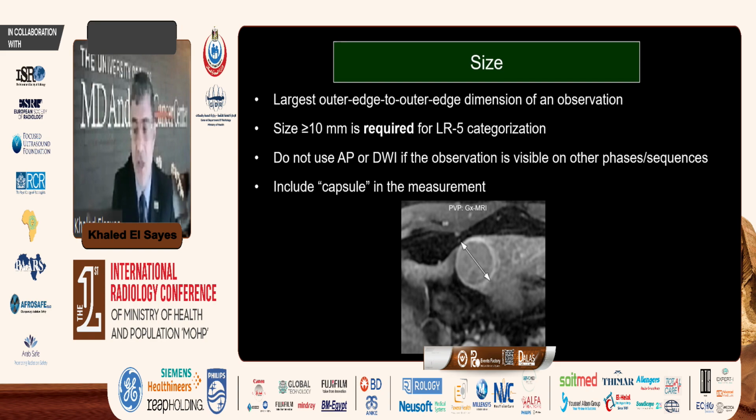The very important rule also is you don't use arterial phase and diffusion weighted images for size if the observation is visible on other phases. Because what? Because these are blurry images that tend to overestimate the size. This is the rule of thumb. If you have anything that is more circumscribed in the venous phase or the delayed phase, then you use it. And you include the capsule in the measurement, exactly like what I'm showing here.